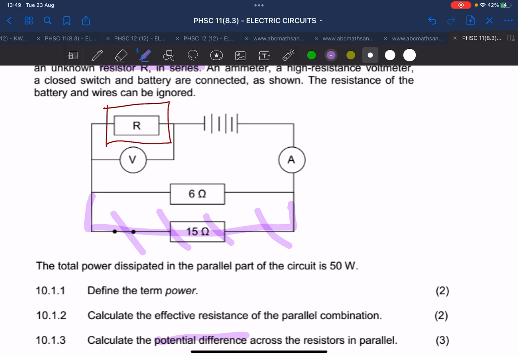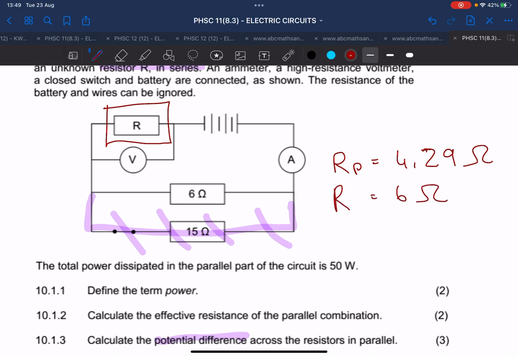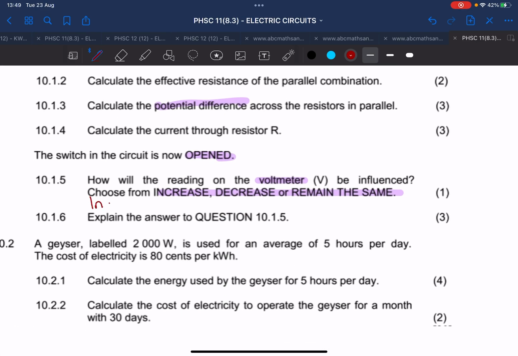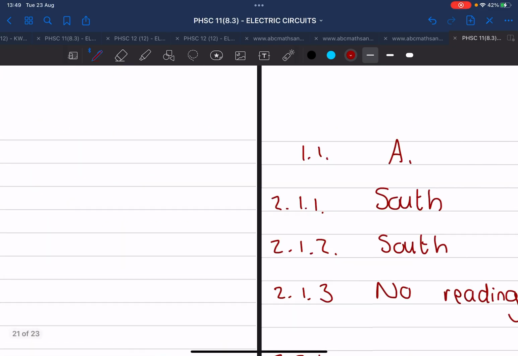So the resistance went from 4.29 to 6 ohm. So the resistance increased. The resistance is directly proportional to the potential difference. So the potential difference also increased. Okay, so then they ask us to explain the answer.